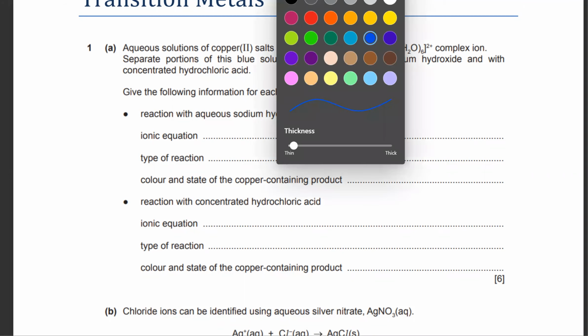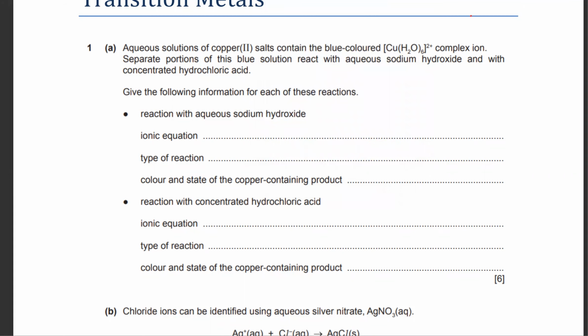So starting with the first one, he's saying there's an aqueous solution of copper sulfate. There's blue colored copper, with 6 water molecules, complex ion. Separate portions of this blue solution react with aqueous NaOH and with concentrated hydrochloric acid. Give the following information for each of these reactions. So the first one is what happens when the reaction is with aqueous sodium hydroxide.